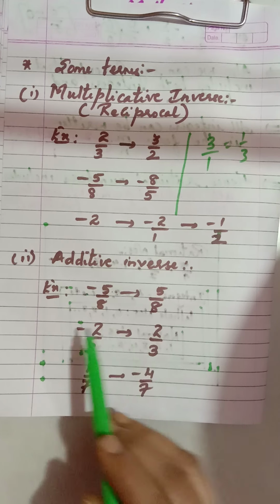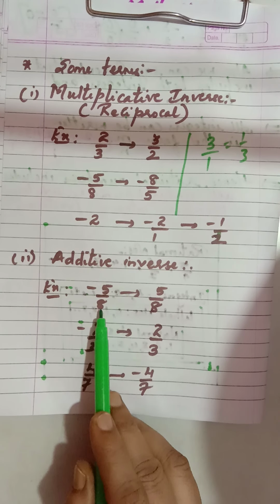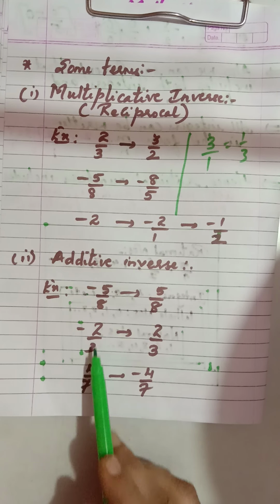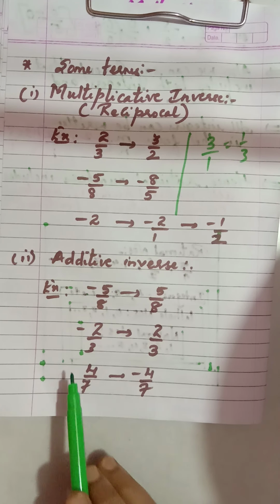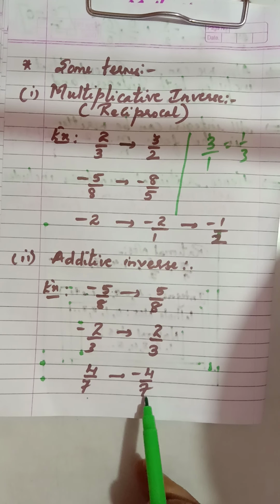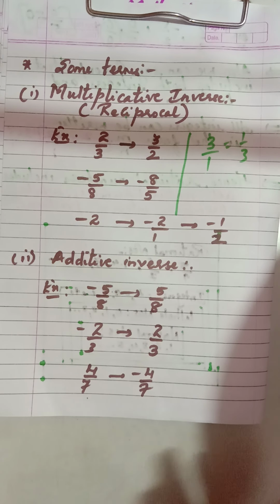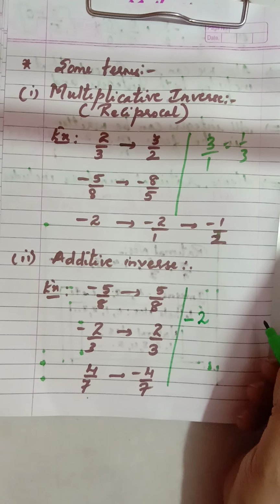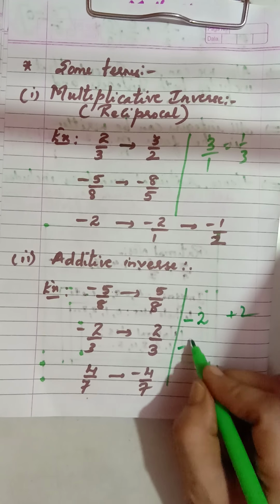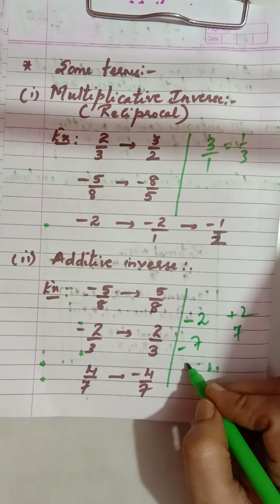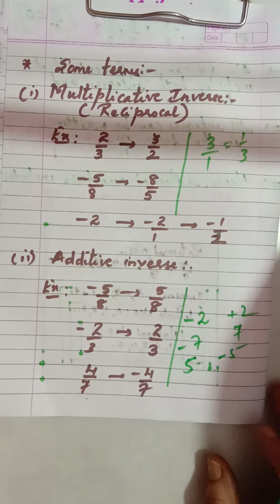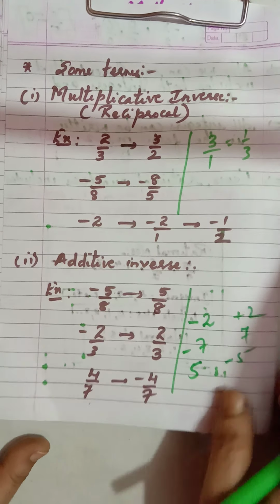Clear children? So here you can see, if it is minus 5 upon 8, then additive inverse of minus 5 upon 8 will be 5 upon 8. If it is minus 2 upon 3, it will be 2 upon 3. If it is 4 upon 7, it will be minus 4 upon 7. Clear? So what you will be changing? The sign. Say for example, additive inverse of minus 2 will be plus 2, of minus 7 will be plus 7, additive inverse of 5 will be minus 5. I hope this is clear to you, additive inverse.